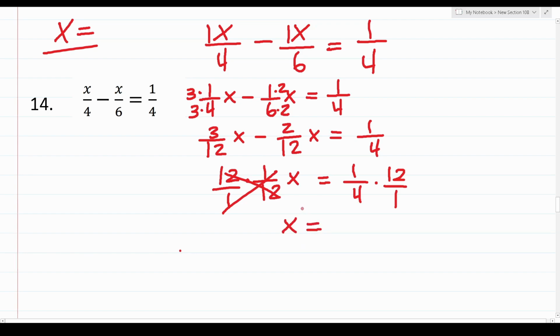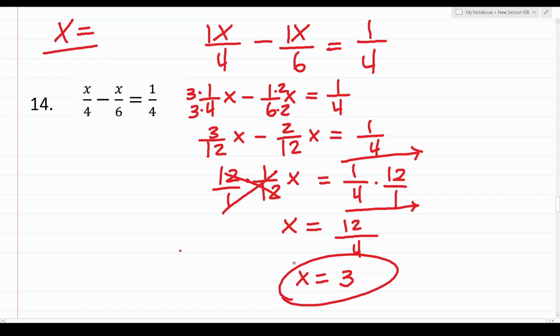And let me just say this. When you multiply fractions, you're doing nothing more than multiplying straight across. So this becomes 1 times 12, which is 12, over 4 times 1, which is 4. Well, what is 12 divided by 4? It's 3. All right, so the answer to this one is x equals 3.